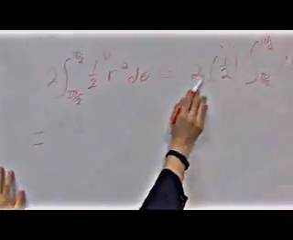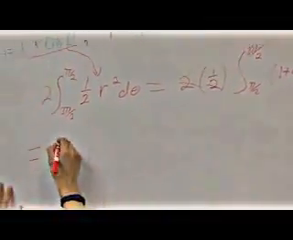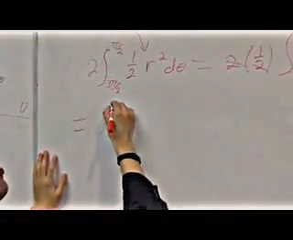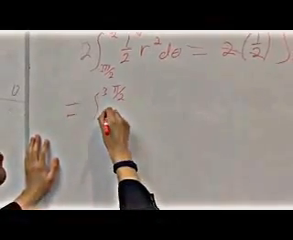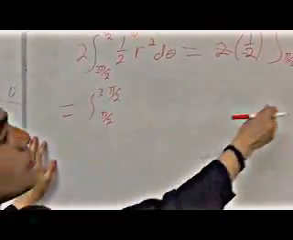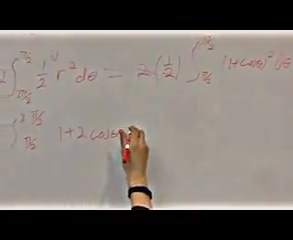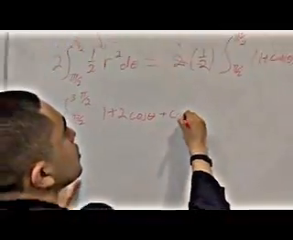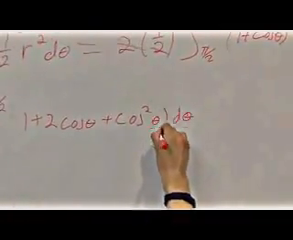So these cancel out each other, equals 1. So then now we're just going to bring it down. We're going to multiply this. It's going to be 1 plus 2 cos theta plus cos squared theta d theta.